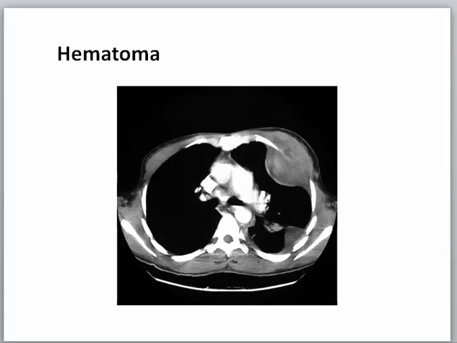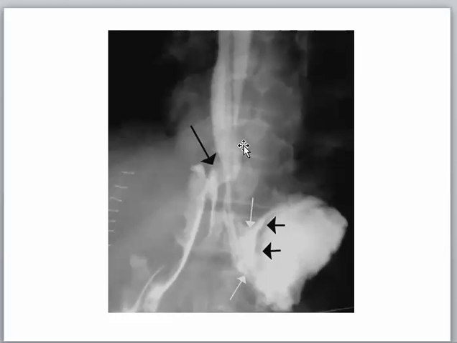Trauma could be iatrogenic, resulting in such an appearance: rupture of the esophagogastric junction. This is the tube, and here is the contrast seeping around. There is leakage of contrast around the fundus.